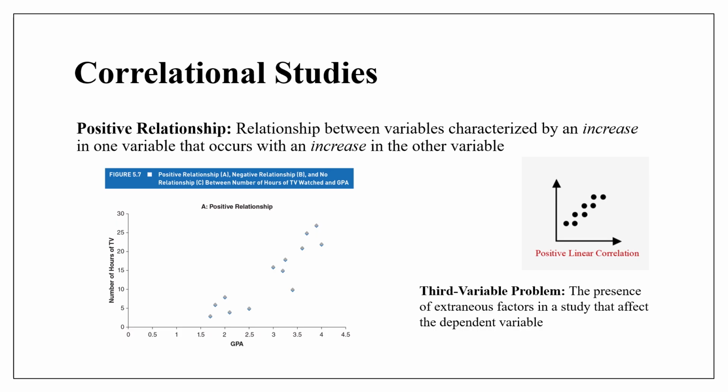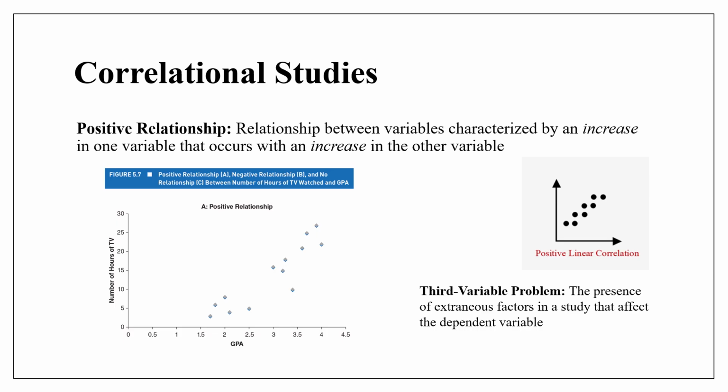And that pattern of dots is demonstrating the association between the two variables that we're working with here, the number of hours of TV that this person is watching, and then the GPA average that they have in their school. And in a positive relationship, what this is saying is that the more you watch TV, the higher the GPA you have.